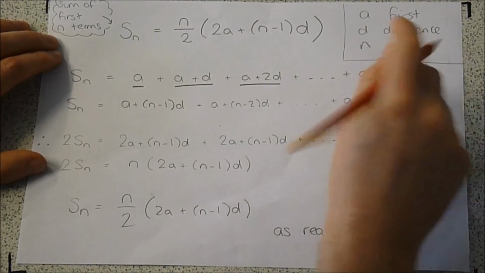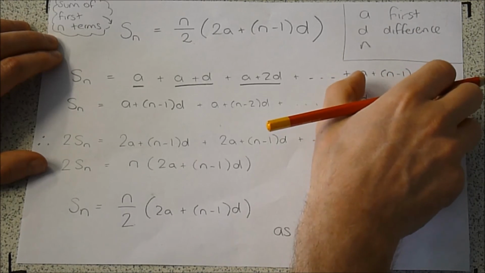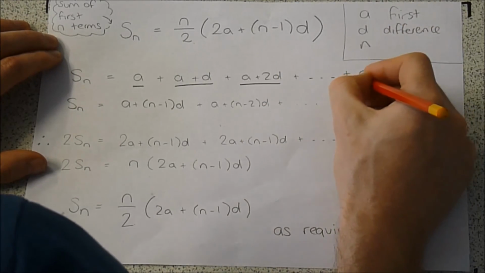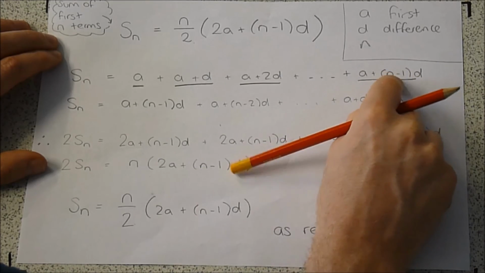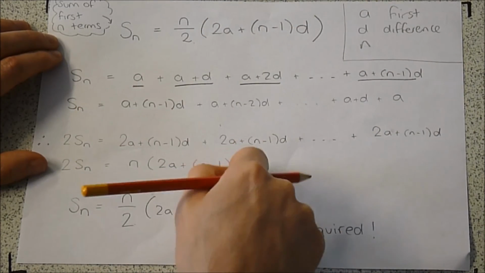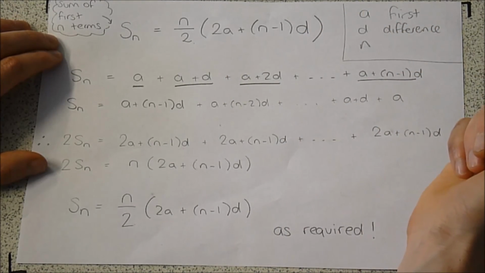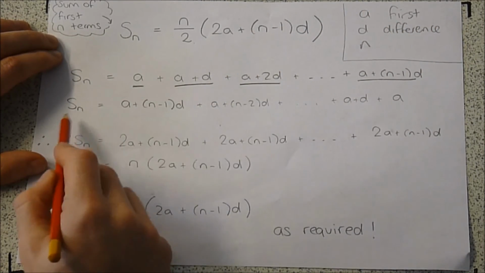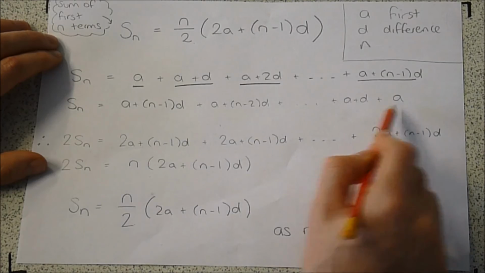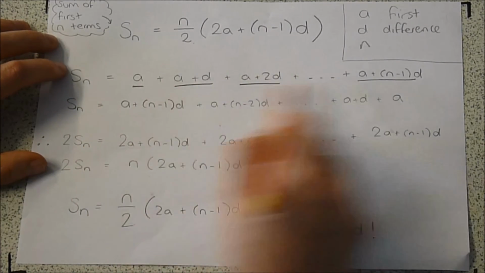And the nth term, which you might want to remember for other questions as well, is the first term plus n minus 1 lots of the difference, because you have to just jump n minus 1 times to get from the first to the nth term. Then the trick is to write this all out backwards. Okay, so it's the same sum but written out backwards.